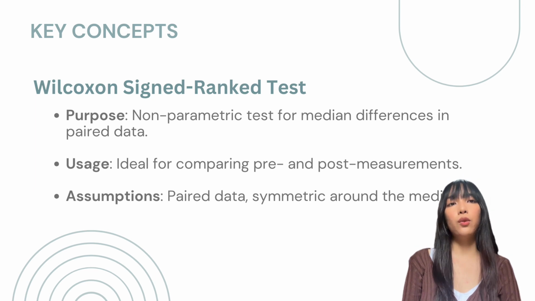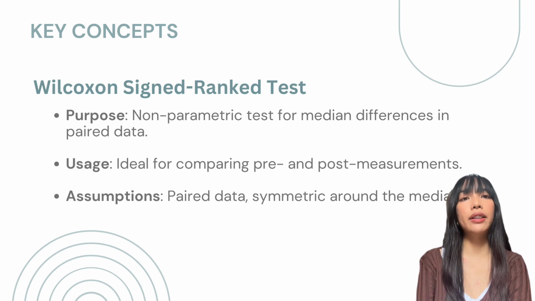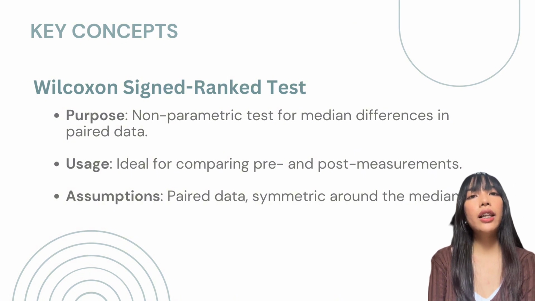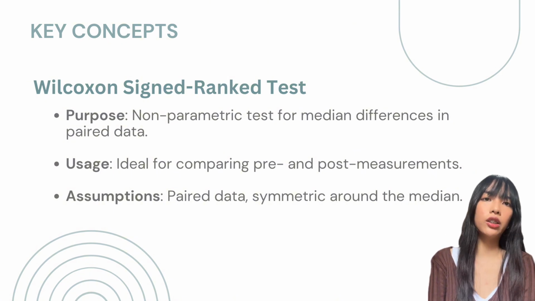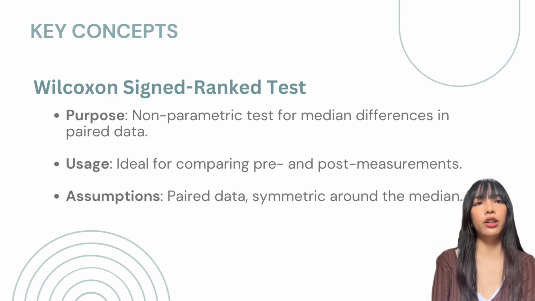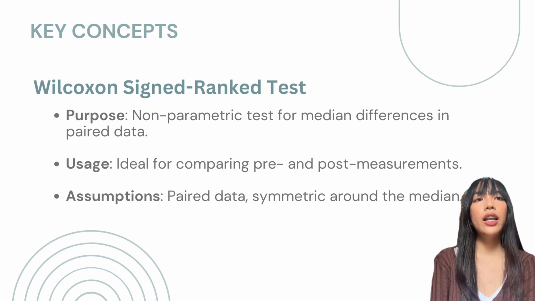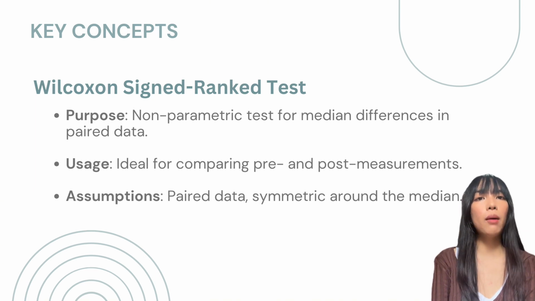Finally, let's touch on the Wilcoxon Signed-Rank Test. This is another non-parametric test used to analyze paired or dependent data, particularly when we're interested in median differences rather than means. It's an excellent choice for situations where we have a set of observations before and after an intervention. The assumptions for this test include having paired data and a symmetric distribution around the median, making it a robust option when normality cannot be assumed.